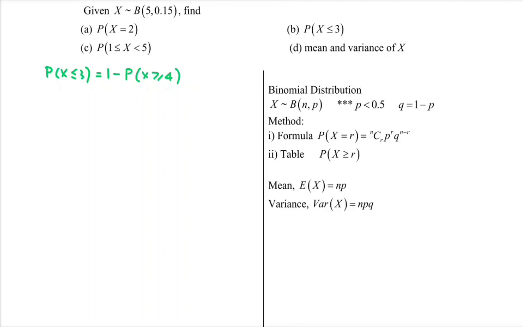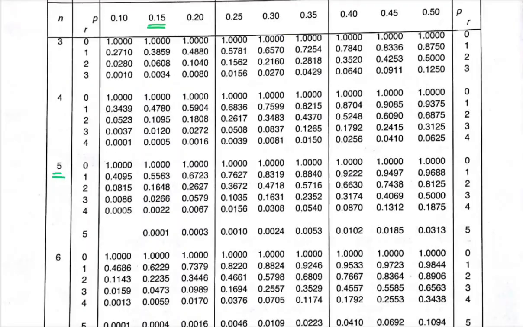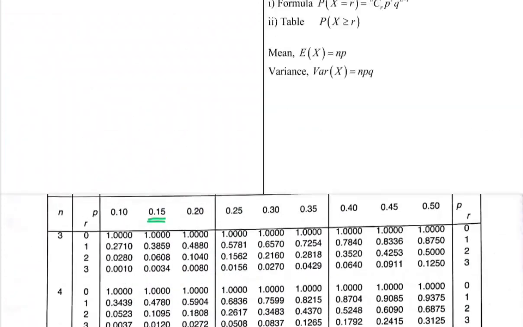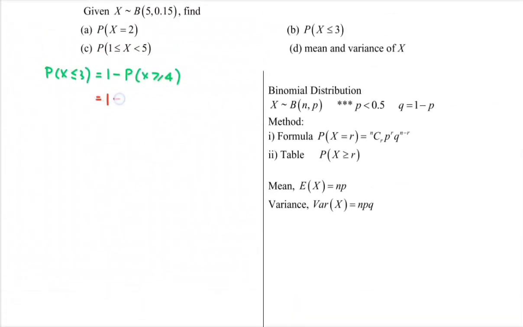So kindly refer to the table. Now we are interested in the probability that X is greater than or equal to 4. The probability will be 0.0022. So here we have the situation 1 minus 0.0022. By referring to the calculator, the probability that X is less than or equal to 3 will be equal to 0.9978.